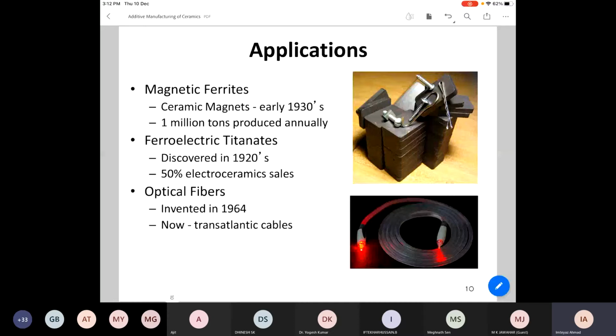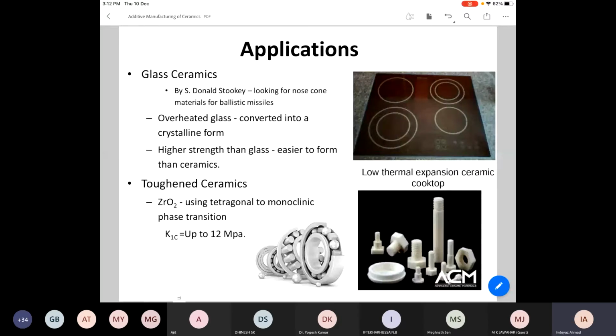Then you have titanates. About more than 50% of the electroceramics actually are titanates. You have optical fibers nowadays used for transmitting data. That also is a ceramic material. So ceramics is kind of everywhere nowadays. And then you have cooktops.